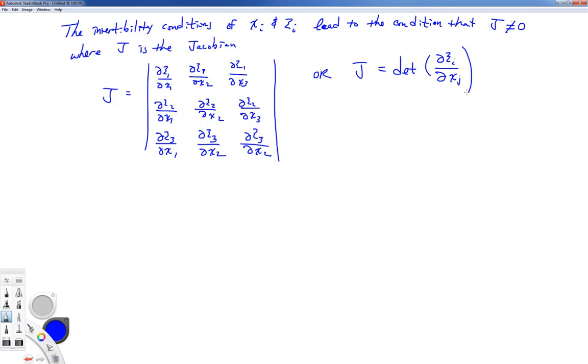Now our condition is that the Jacobian can't be equal to 0. We can also have some additional restrictions. If the Jacobian is positive, it must always stay positive. If the Jacobian is negative, it must always stay negative. Now, in practical purposes for the kind of problems we're going to work, we're not going to end up with negative Jacobians. That would usually arise from some kind of unusual coordinate system.